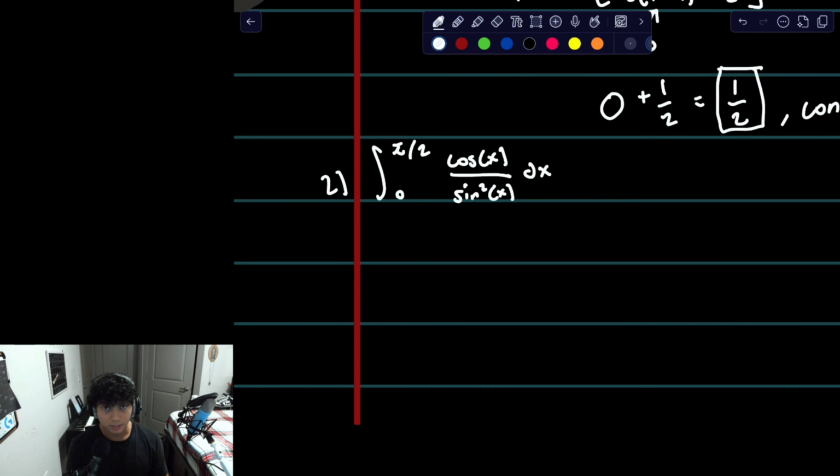So this may look like a simple u substitution problem, but it isn't. And the reason is because of this 0. If we were to set our sine of x to 0, our denominator would have a 0, and a cosine divided by 0 does not exist. So therefore, this is actually an improper integral.